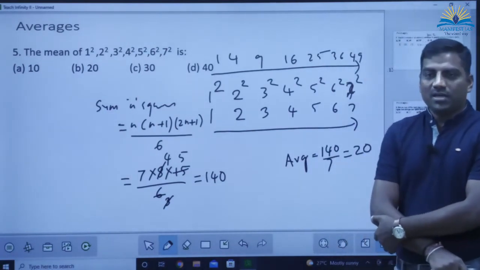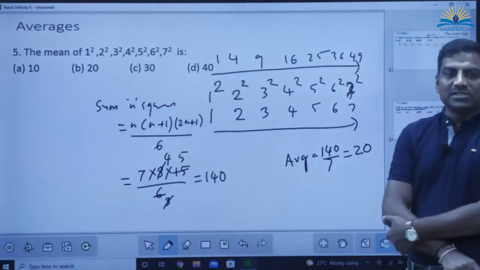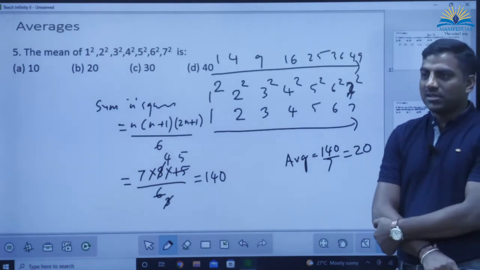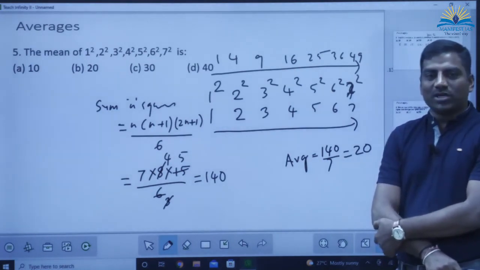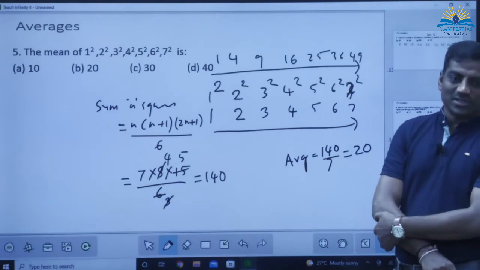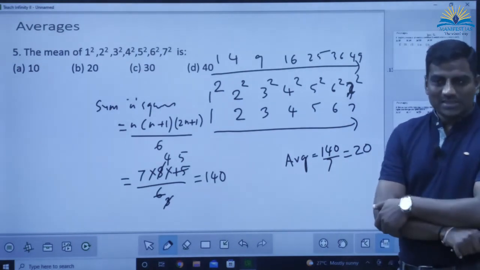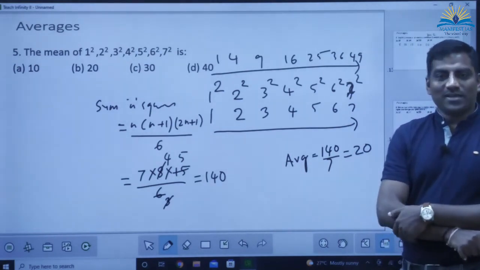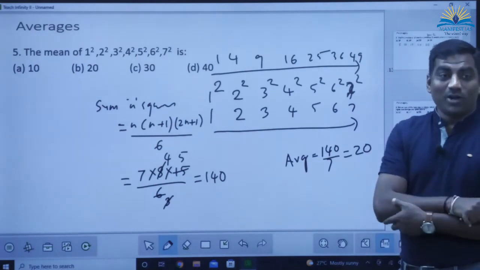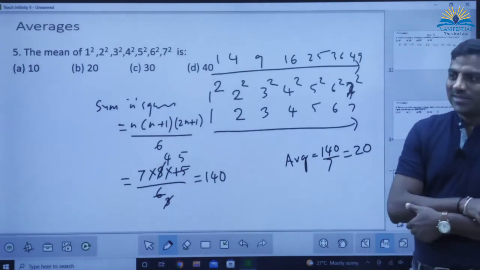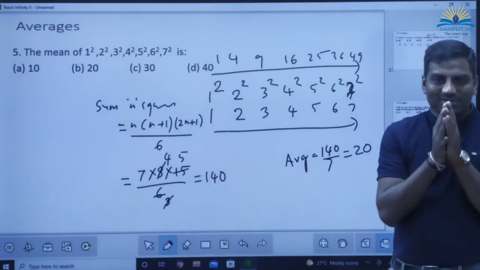If I say they are not in arithmetic progression, you will say they are in geometric progression. If I say they are not in geometric progression, you will say they are in harmonic progression. There is one more progression. Then you will say, sir, they are in what? Fourier transforms. They are in Laplace transform.